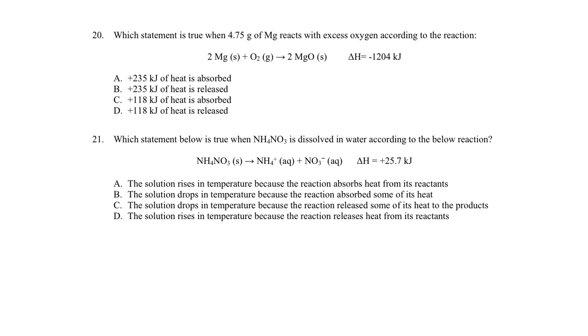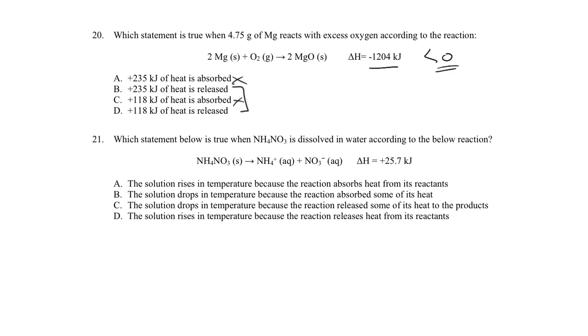So for 20, which statement is true when 4.75 grams of magnesium reacts with excess oxygen according to this reaction? And so less than 0 here, so exothermic, heat's being released by the reaction. So heat is being released by this reaction, not absorbed.